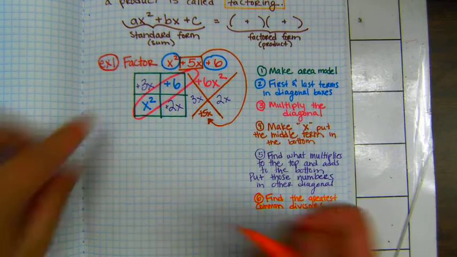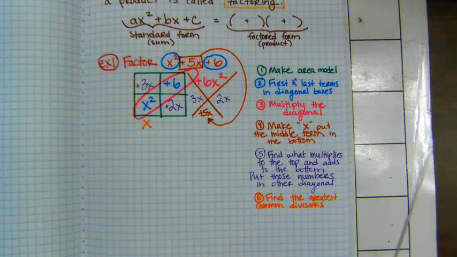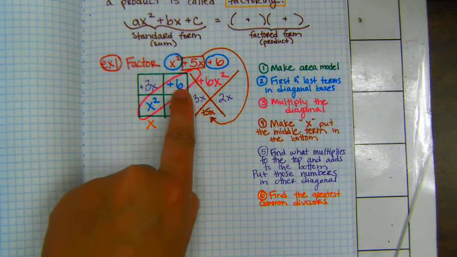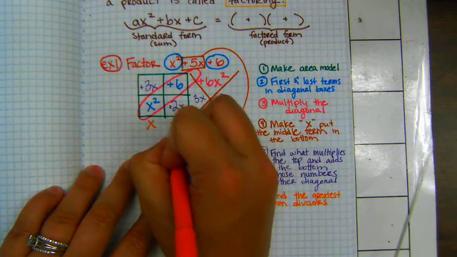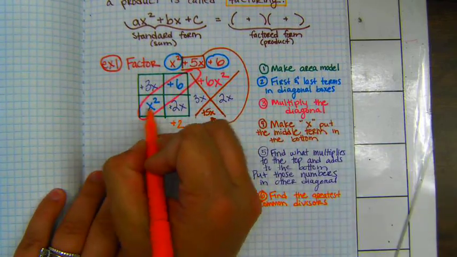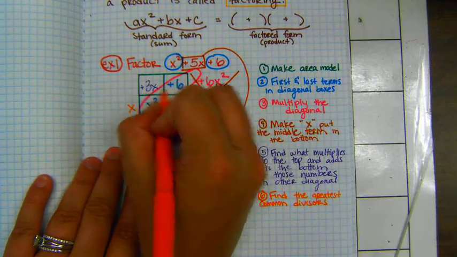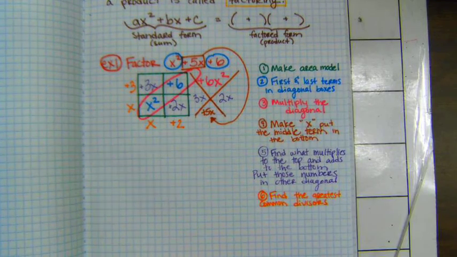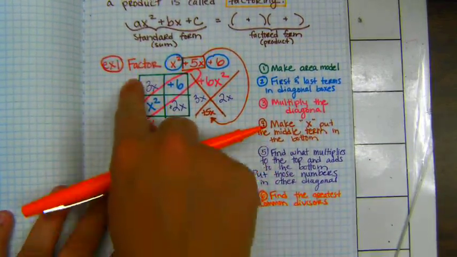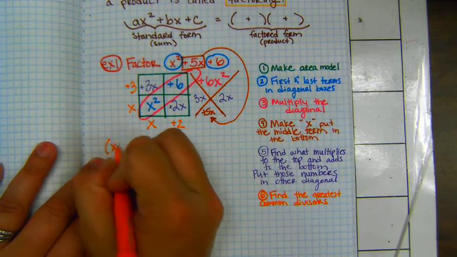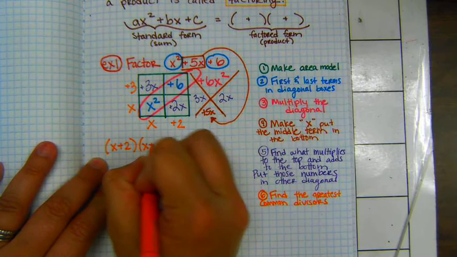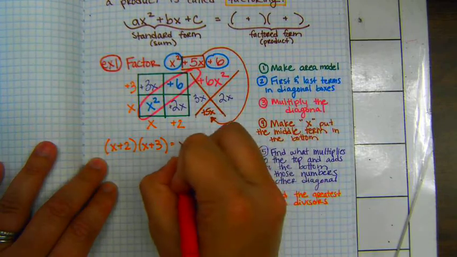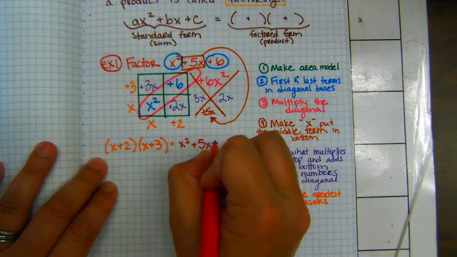Then we have 2x and we have 6. 2x and 6. What do they have in common? A plus 2. X squared and 2x, they have an x. 3x and 6 have a 3. That's your factored. Those are your factors, I should say. X plus 2, x plus 3. Let's go ahead and write those. X plus 2, x plus 3. And you can write equals your original, which is x squared plus 5x plus 6. And that's going to be how you factor.